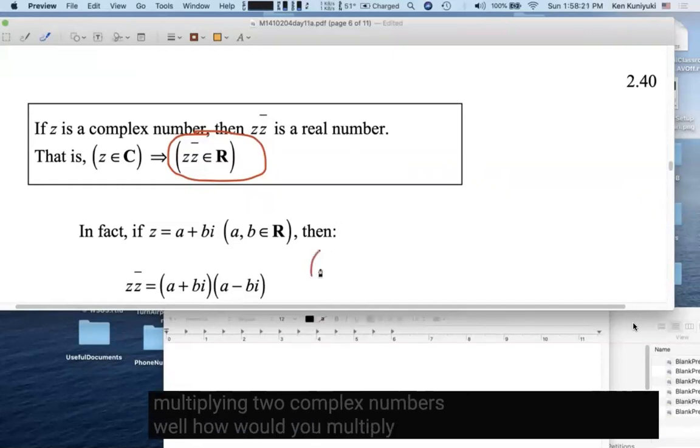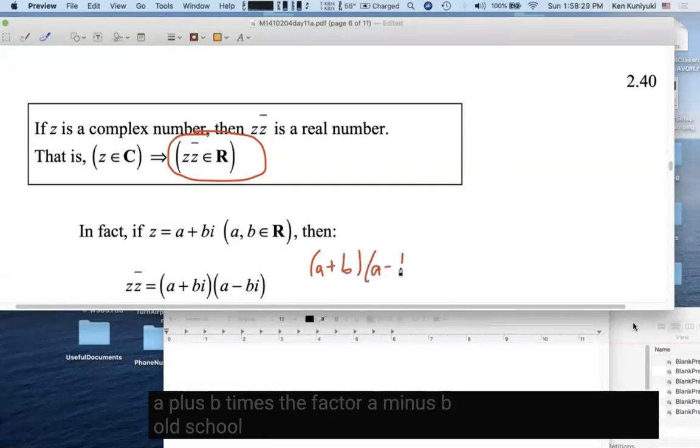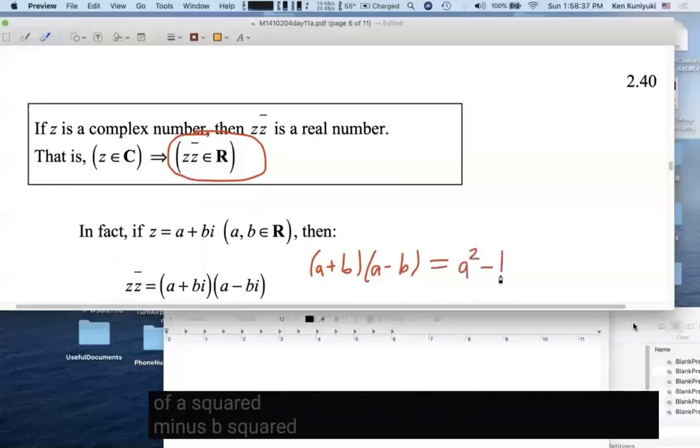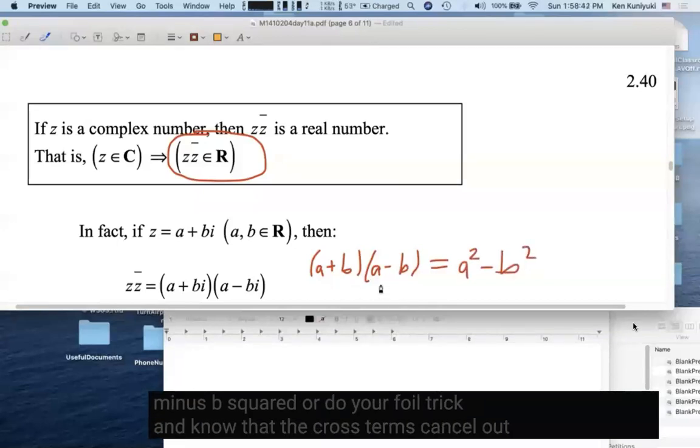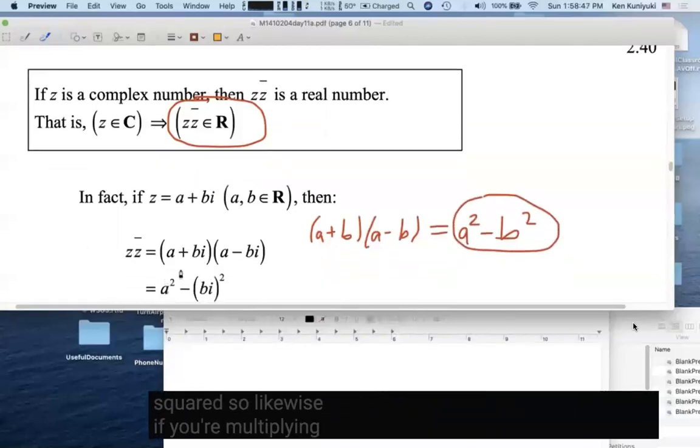Well, how would you multiply the factor a plus b times the factor a minus b old school? Well, remember, this is the factorization of a squared minus b squared. Or do your FOIL trick and know that the cross terms cancel out. But the result here is a squared minus b squared. So likewise, if you're multiplying this sum by this difference, it's the square of the first guy, a squared, minus the square of the second guy, the square of bi.